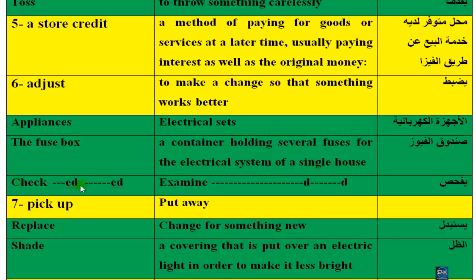Check, checked. The D, T in the past. I pronounce it T because there is a K sound. Check, checked. Examine, examined. Now, let's get started.